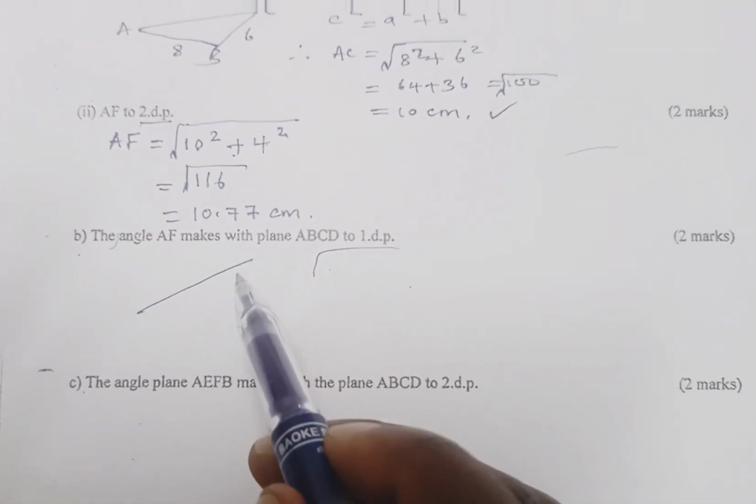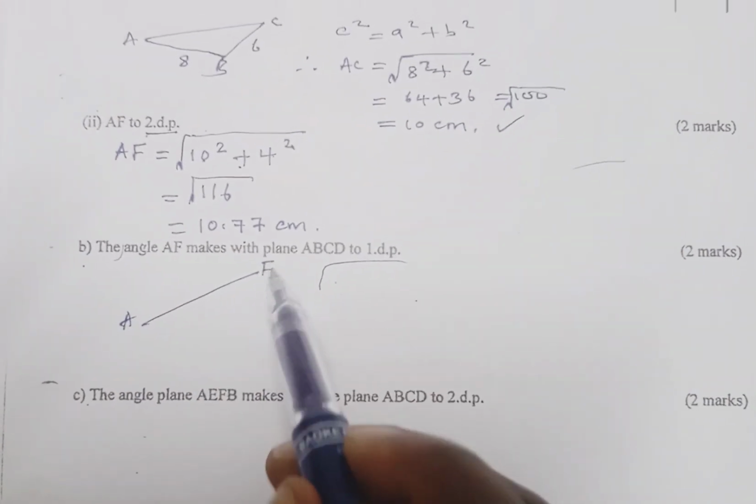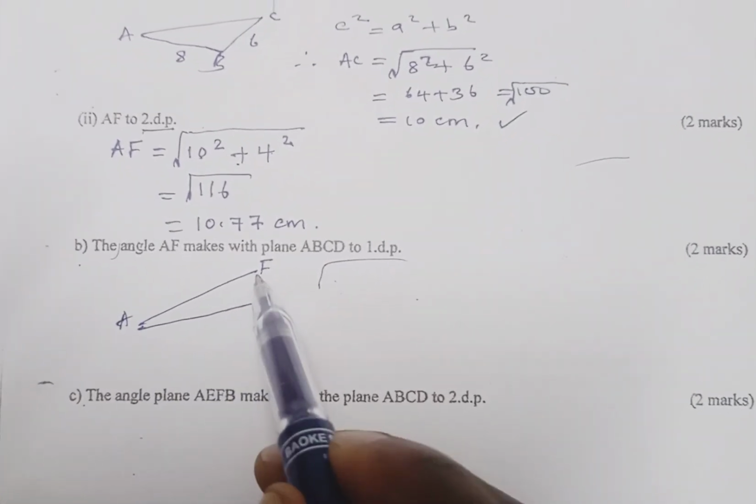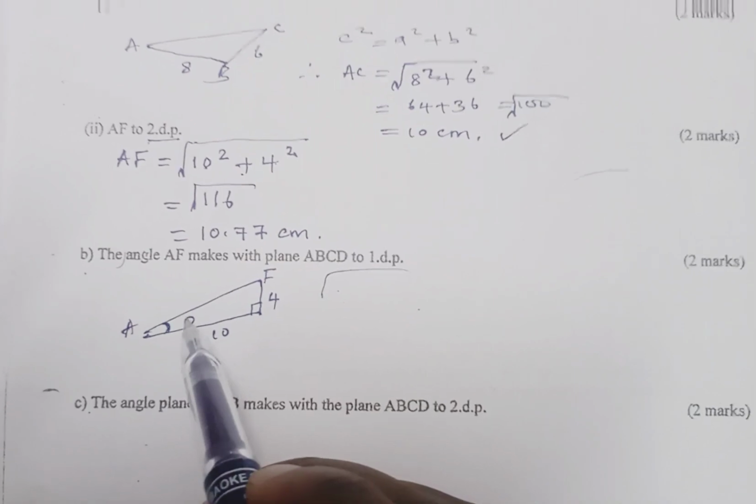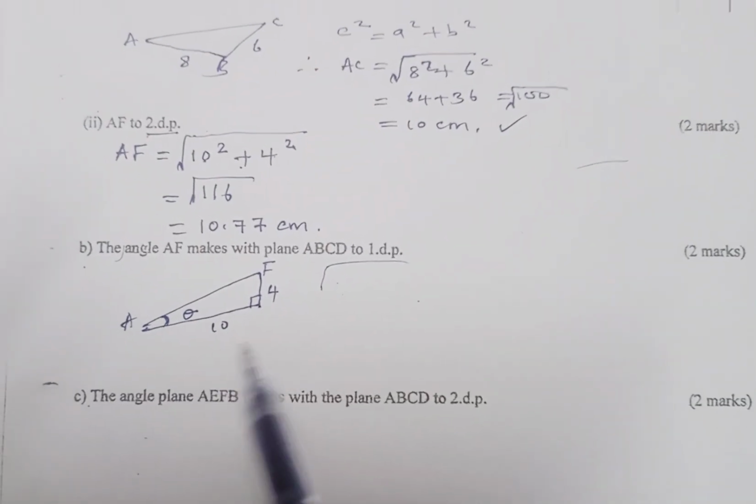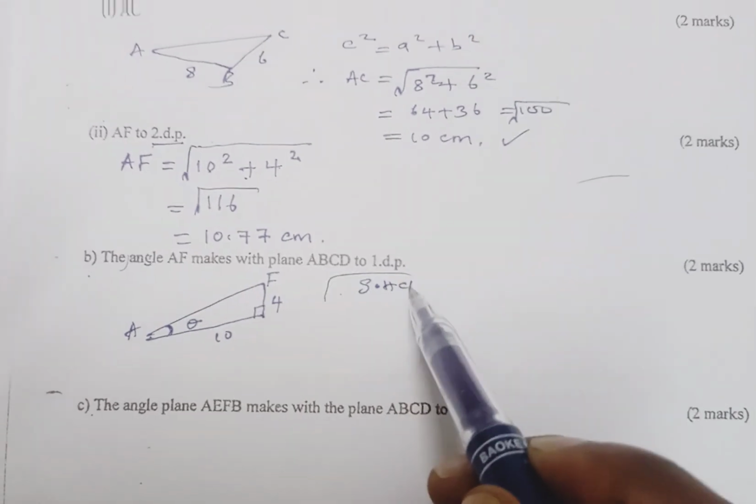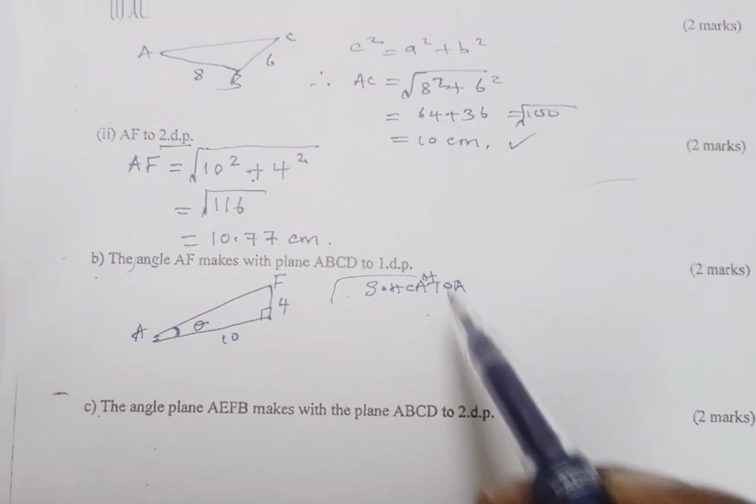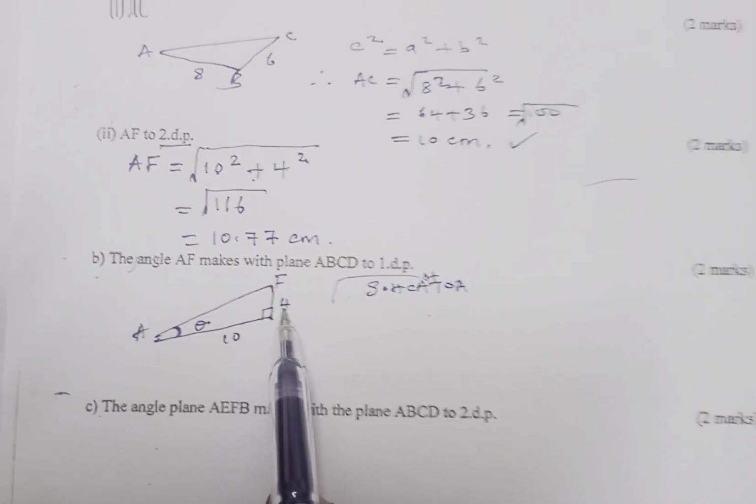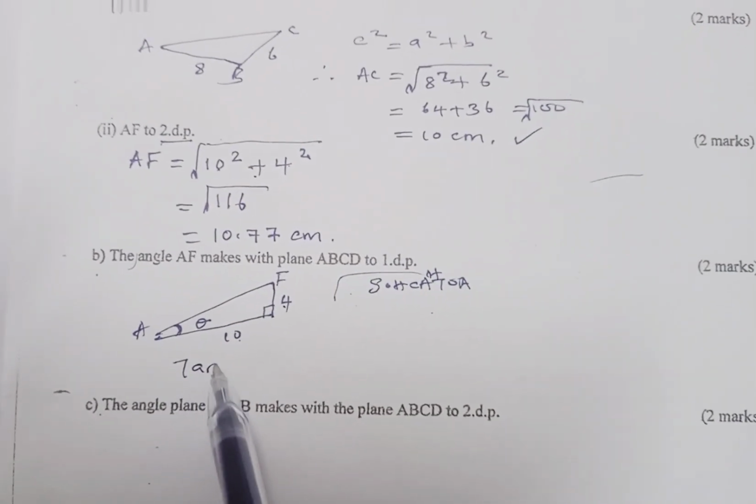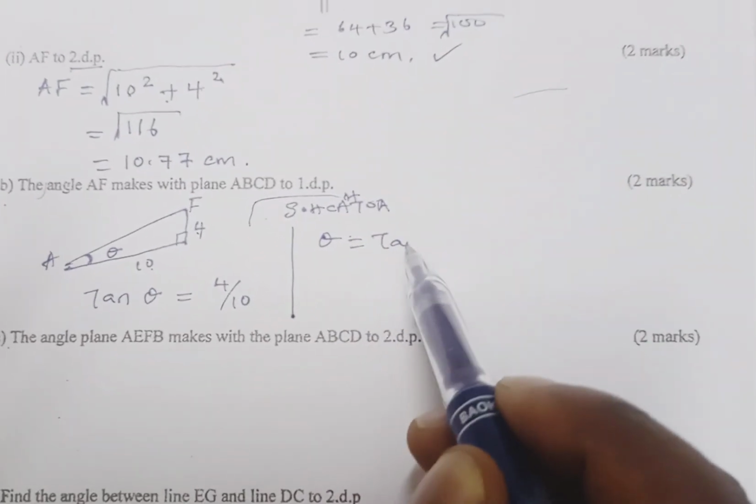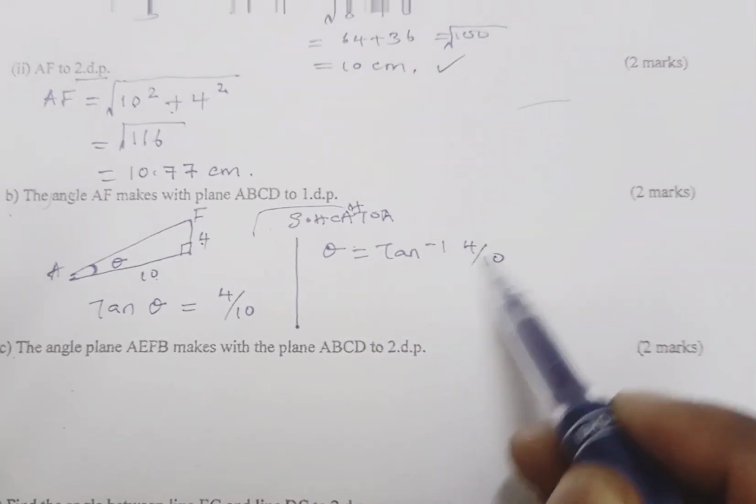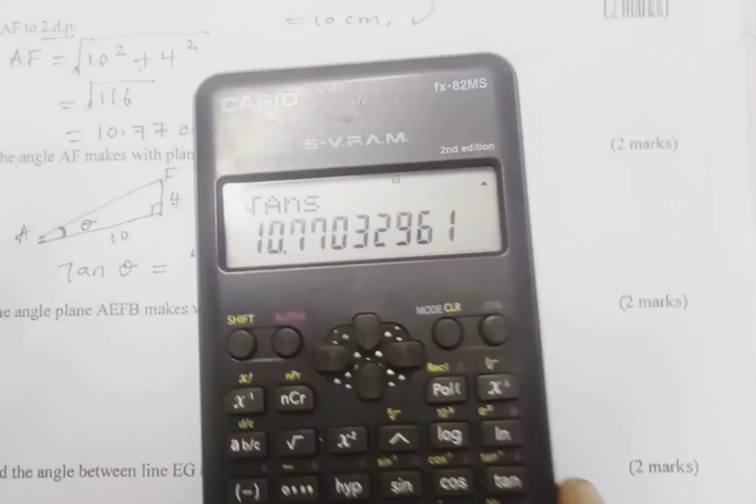So using that triangle, we had AF, then we have down there our 4 and our 10. So we are looking for that angle. So we can call it theta. According to trigonometric ratios, SOHCAHTOA, we are going to use the tan. So opposite over adjacent. So tan theta is 4 over 10. And therefore theta will be tan inverse 4 over 10.